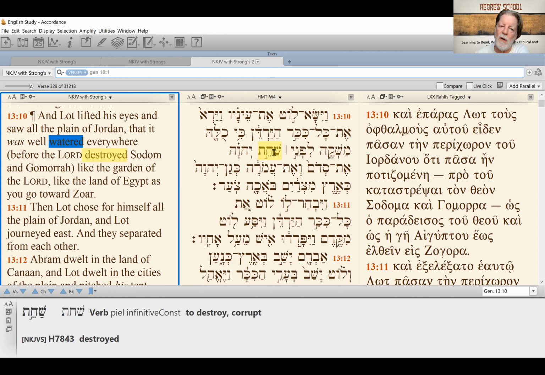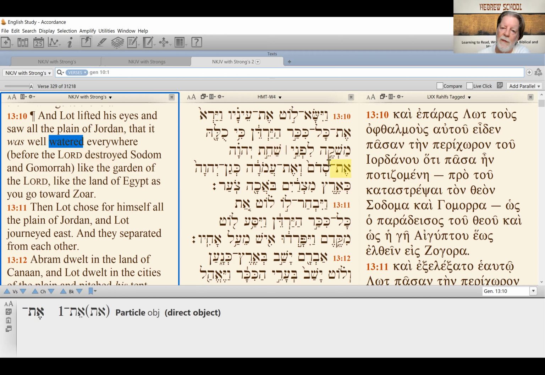So this story, the narrative, happens before God destroyed Sodom and Gomorrah. So this is a spoiler alert. It's not an alert, it's a spoiler. It's telling us that sometime in the near future, Sodom and Gomorrah are going to be destroyed.